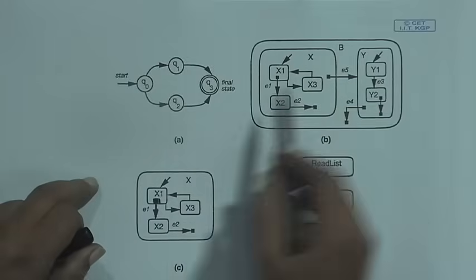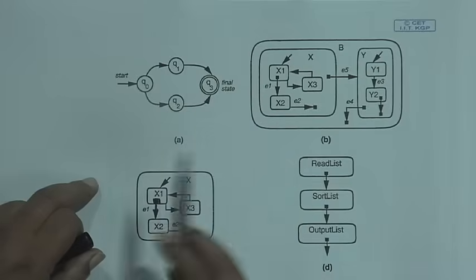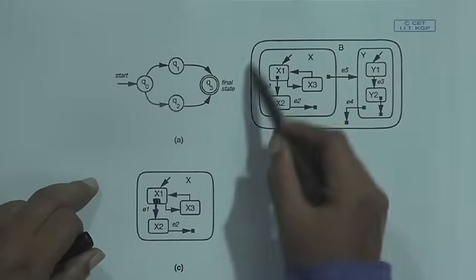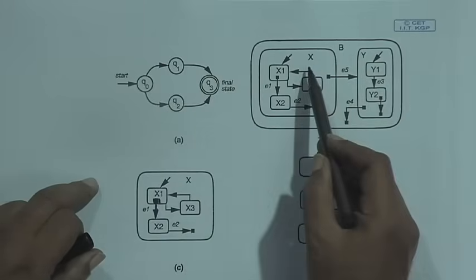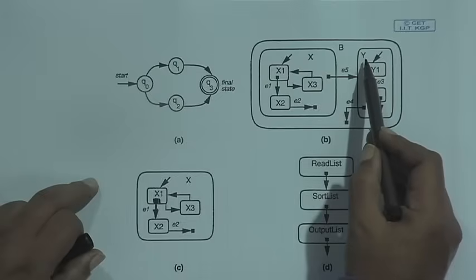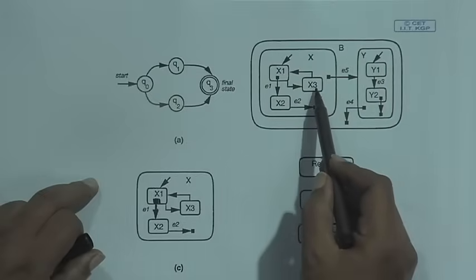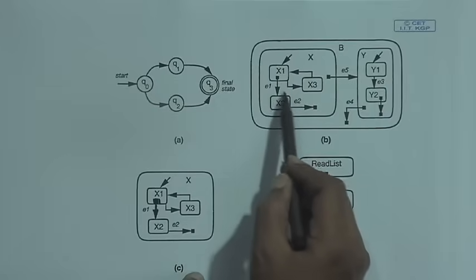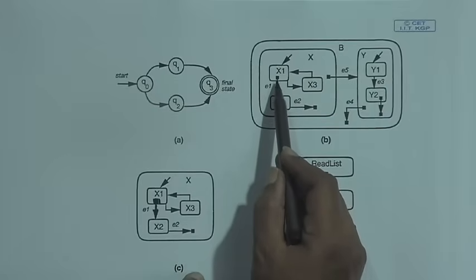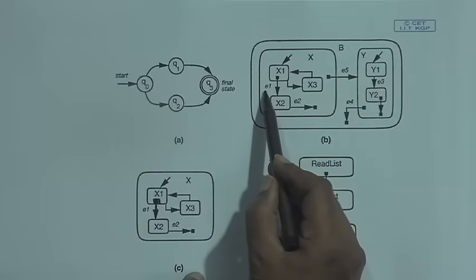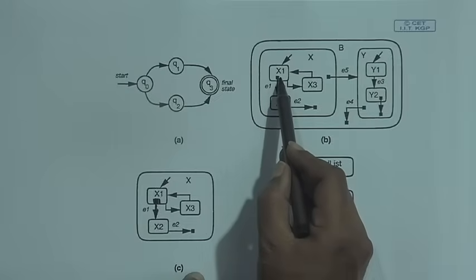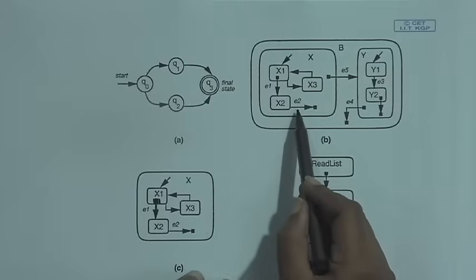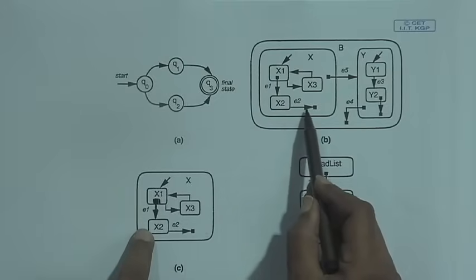Let us look at here again. Now, this is much nicer. I have the entire behavior B, which has two behaviors x and y. X has x1, x2, x3. Now, these are normal transitions. This is a transition on completion. When E1 occurs and if x1 has completed, I will come to x2. This is just the same behavior.